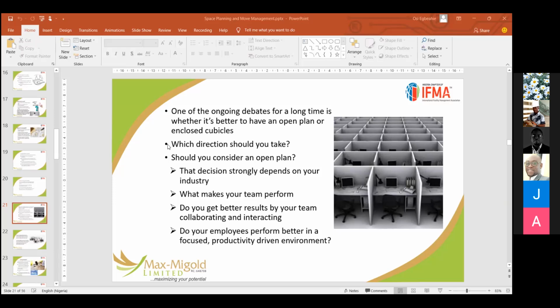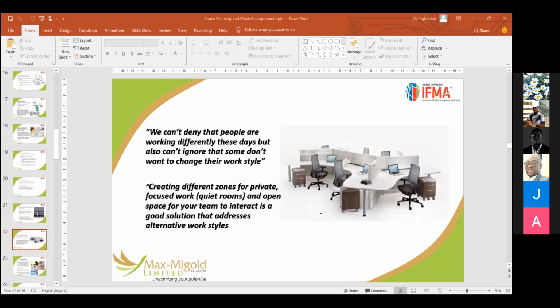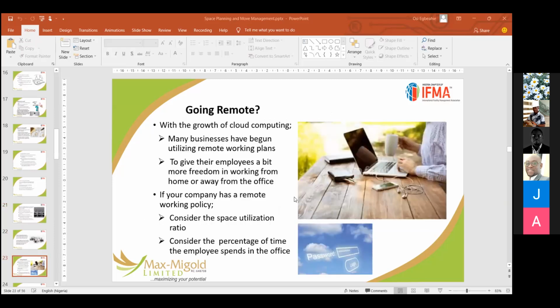Which direction should you take? Should you consider open plan? That decision strongly depends on your industry. What makes your team perform better? Do you get a better result from your team's collaborative virtual interaction? Do your employees perform better in a focused, productive, driven environment? Sometimes you may need to consider that.